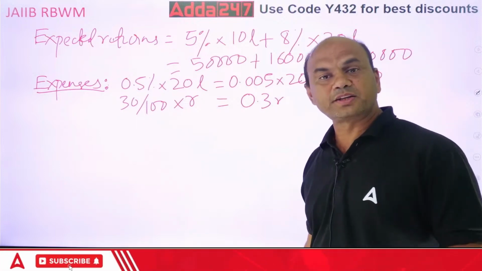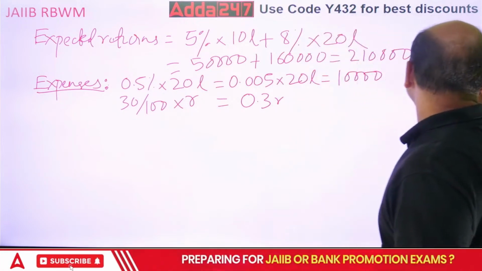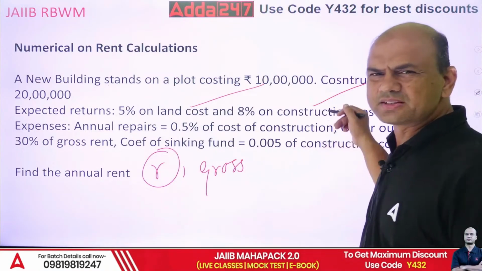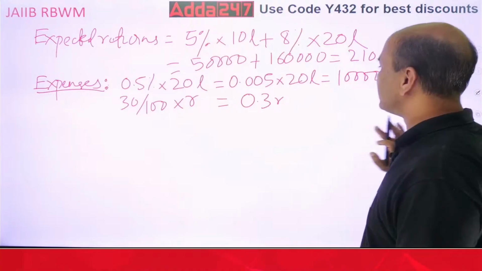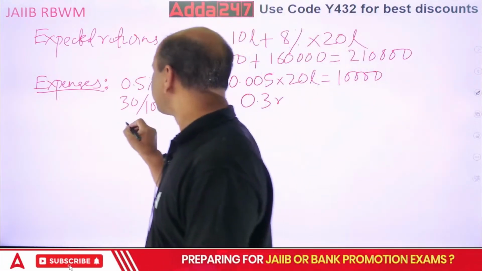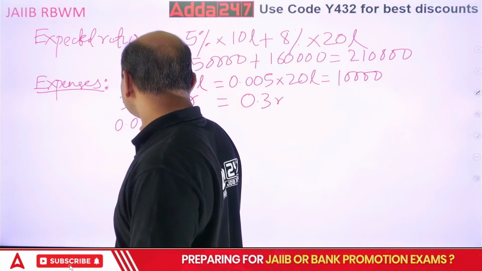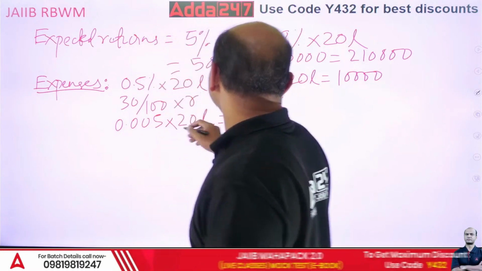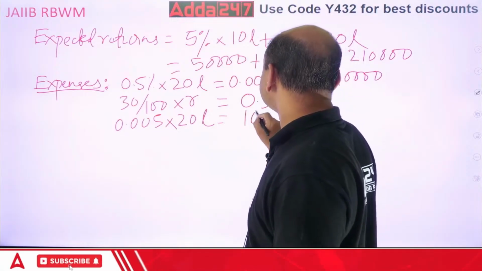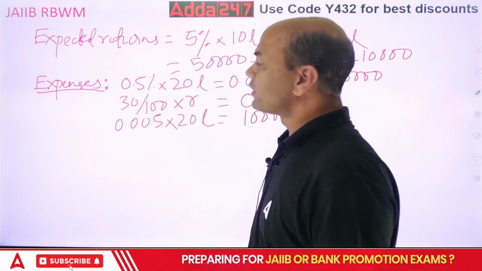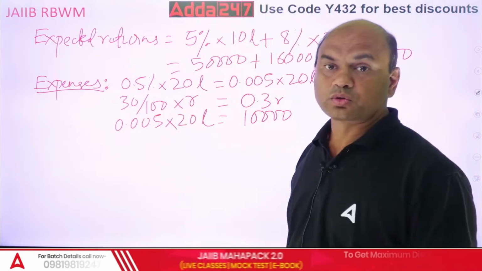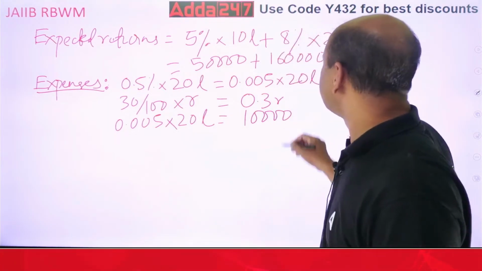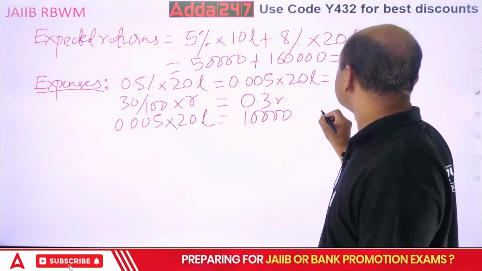What is my third expense now? Third expense is given as 0.005 into construction cost. It is same as the above one. So similar means 0.005 into 20 lakhs. So again the answer is same, 10,000. So what is my total expense now? Total expense. I'll add all these three.